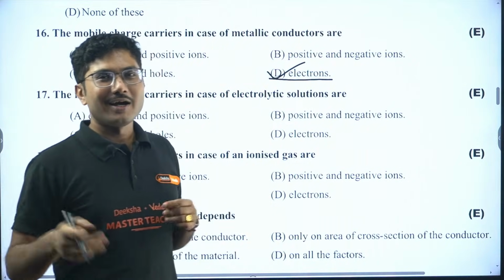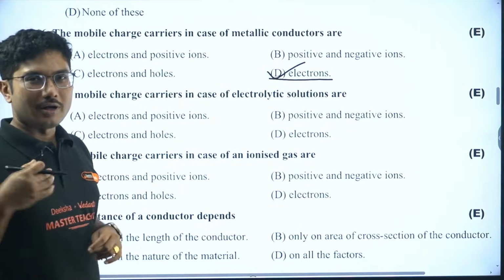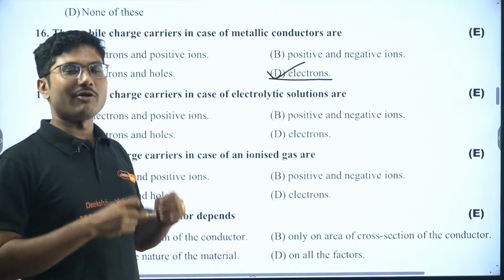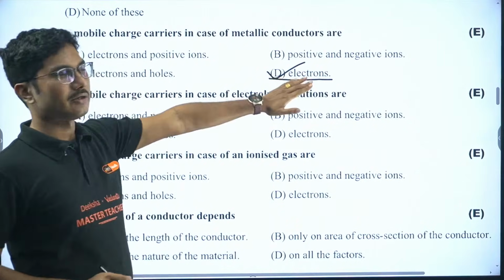Electrons are the naughty kid. They are always running. Holes are also a type of like electrons. They are also naughty kids, but that is only in case of semiconductors. For conductors, only electrons.